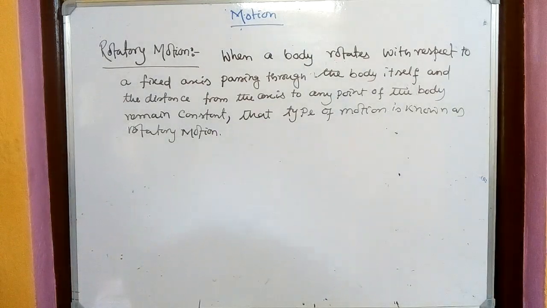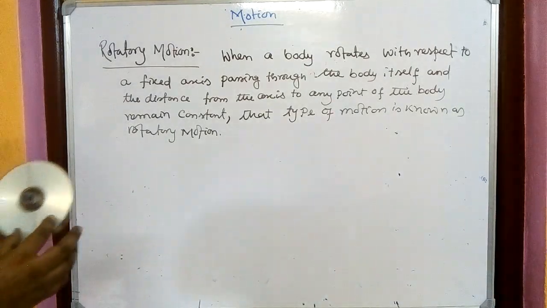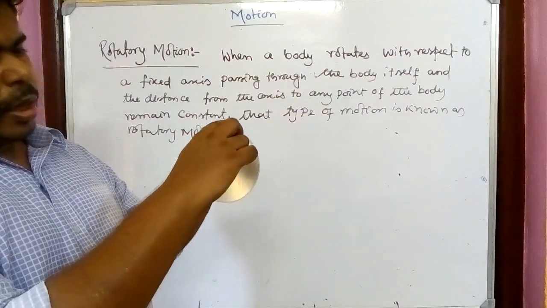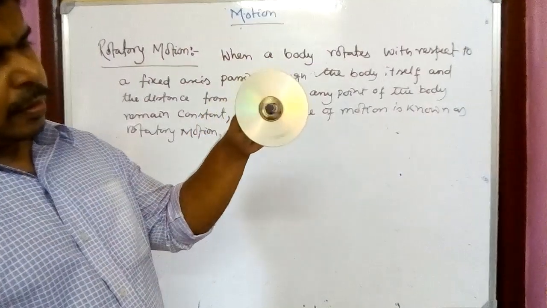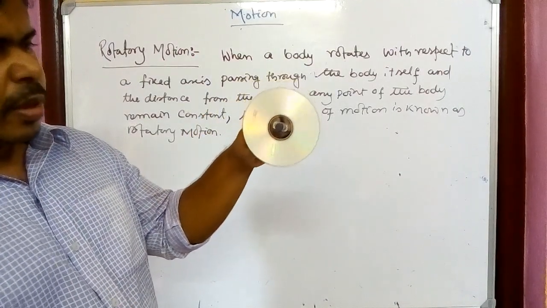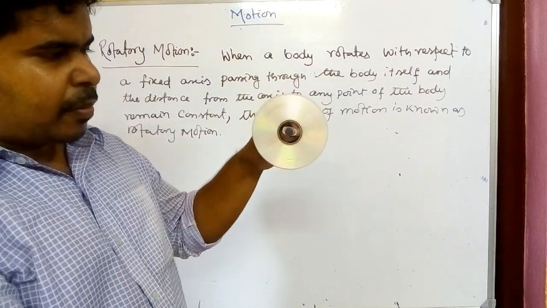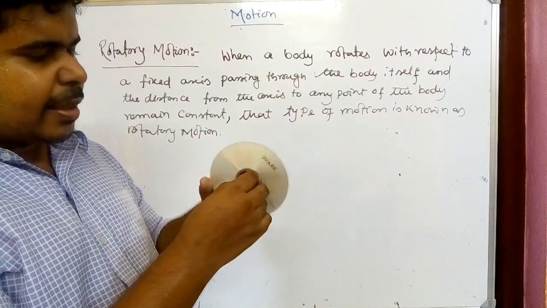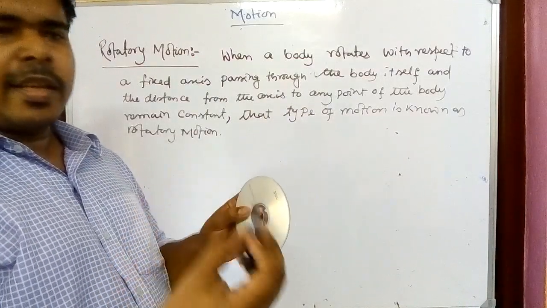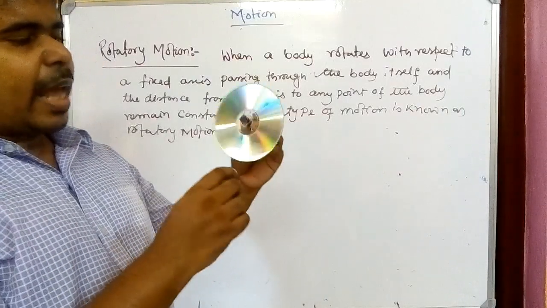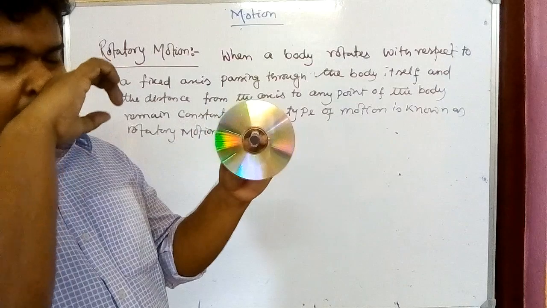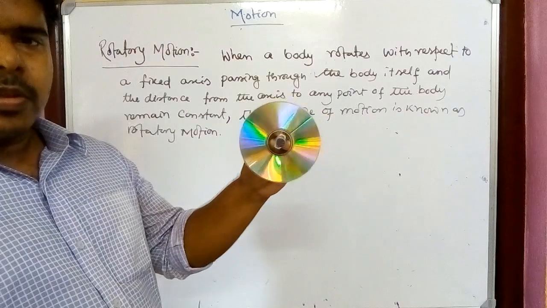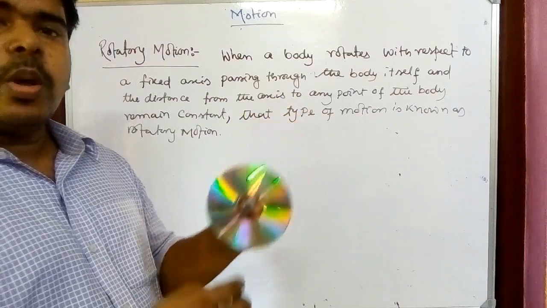So for yourself, I just want to show one example. See, this is a CD. Generally we have used. Okay, if I apply force here, the CD is rotating. You see, the CD is rotating. And you see one thing, I have taken one axis here, one syringe here as an axis. So this syringe is acting as an axis and it is passing through the body. So this type of motion we have seen, this type of motion is known as rotatory motion.